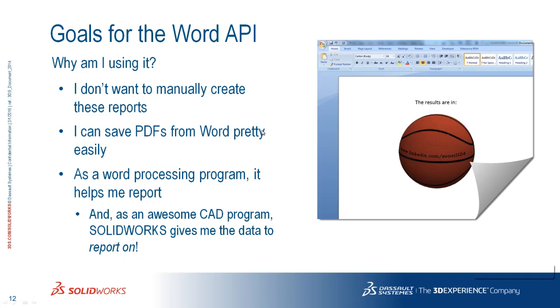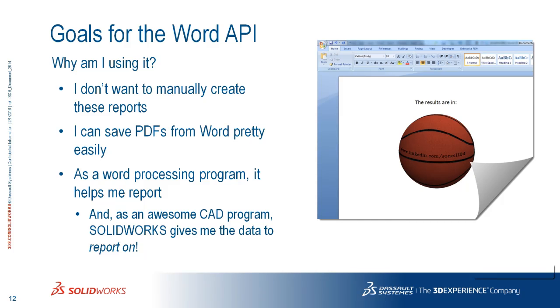So the goals for the Word API in this example, why am I using it? It's not uncommon in terms of automation. I just don't want to do it myself. I don't want to have to go through and see which sketches are underdefined every time for a part. Even if you wanted to make this a PDM add-in, you could have it so that every time you check something in, it ran the script on a part and then sent it to the CAD admin. You could do stuff like that. But the goal is, whether I'm using PDM or not, I don't want to do it myself.